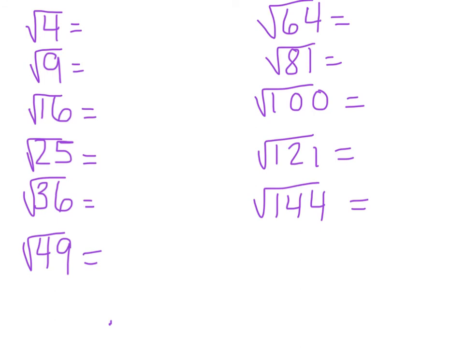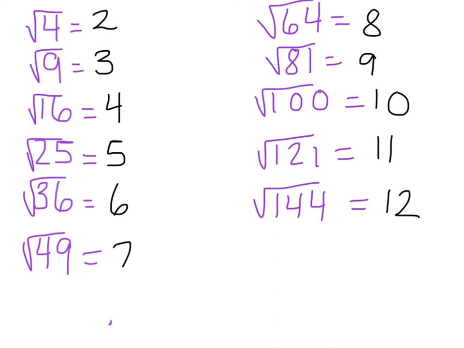And here we have all our perfect squares listed again. So let's try to figure out what the square root of each perfect square is. So the square root of 4 is 2. The square root of 9. What two numbers when multiplied together equal 9? That is 3. Square root of 16 is 4. And there are all of your square roots.